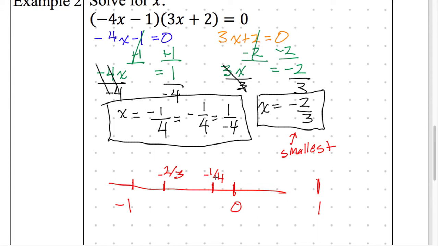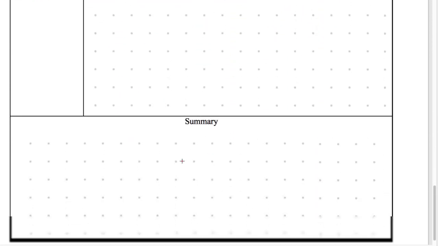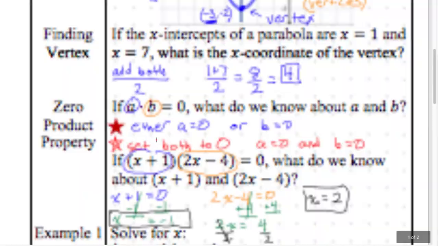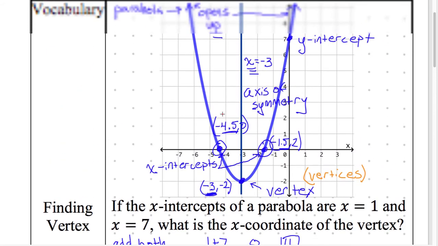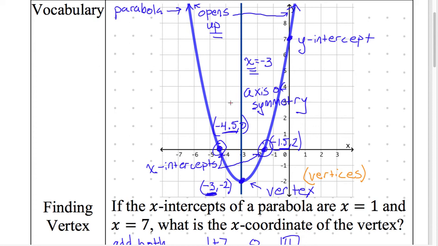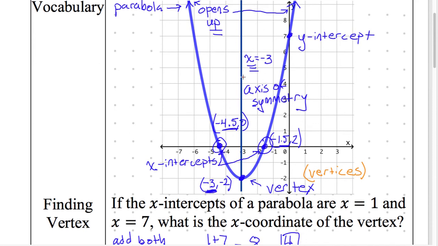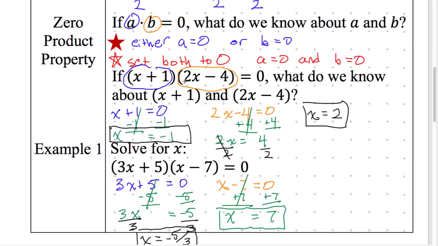All right, that concludes today's lesson. Go ahead and write your summary down here. You should definitely have something about this zero product property, maybe some vocab words that you didn't know before. After you finish the summary, the homework is on Khan Academy. There are 2 assignments, one talking about vocabulary and one talking about this zero product property.